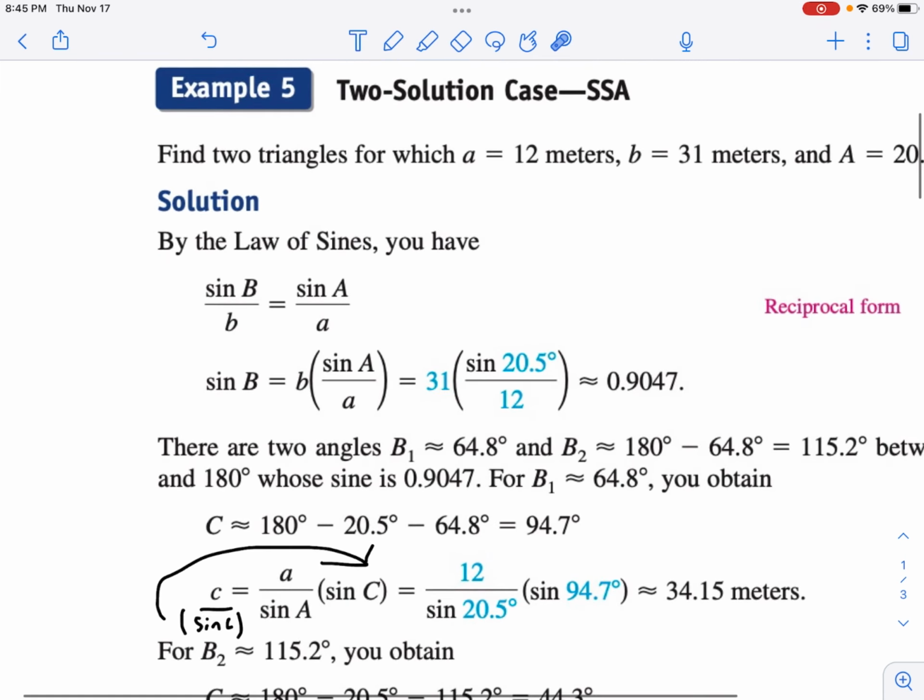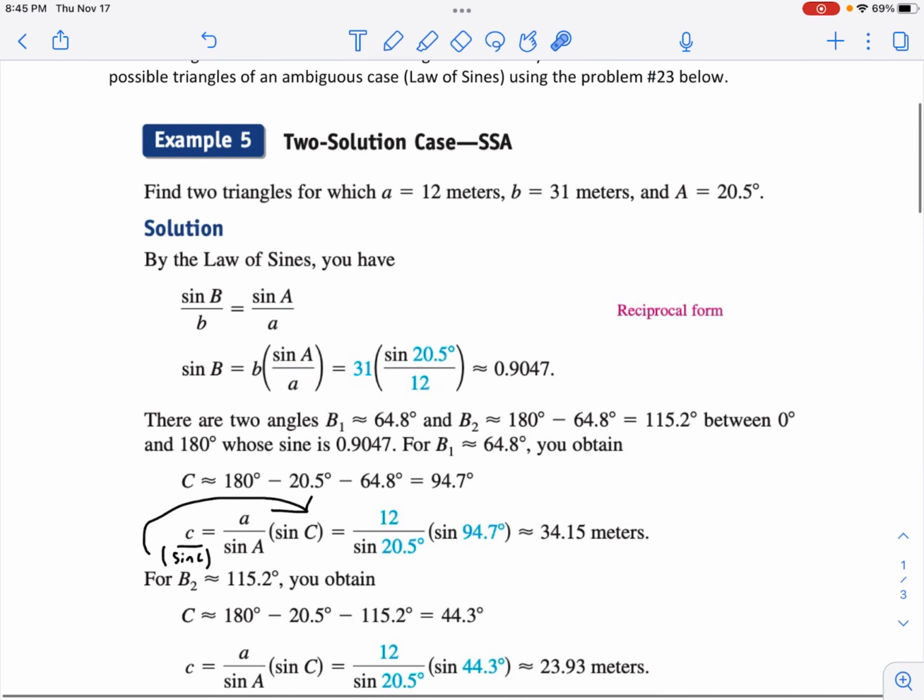So here our a will be 12, our b will be 31, and our angle A will be 20.5. So we're going to put sin 20.5 over the length, which will be 12, because these are both A. And over here we're going to have times 31, because we don't have the sin.